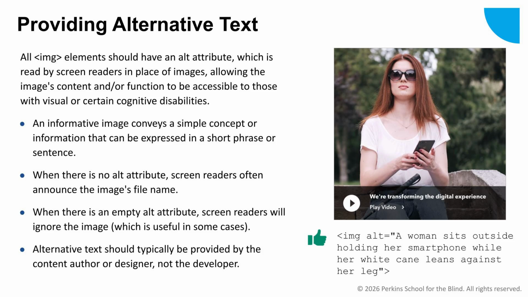Alternative text should typically be provided by the content author or designer, not the developer. The reason is that the image was selected for a purpose, and it's important to understand why it was chosen and what it's trying to convey. On the right side of the screen, we have an image that has the alt text, "A woman sits outside holding her smartphone while her white cane leans against her leg." This is an example of good alt text.